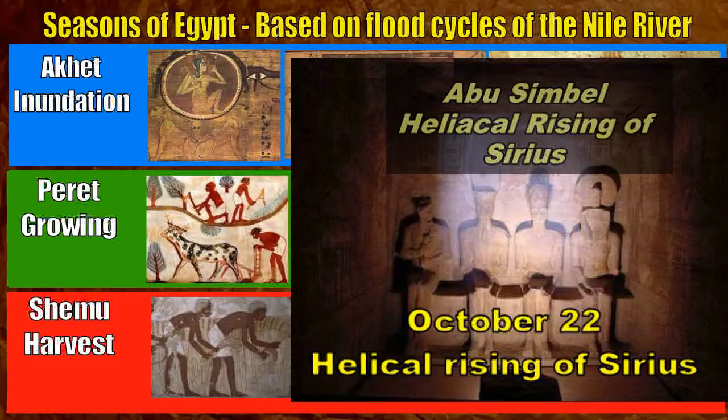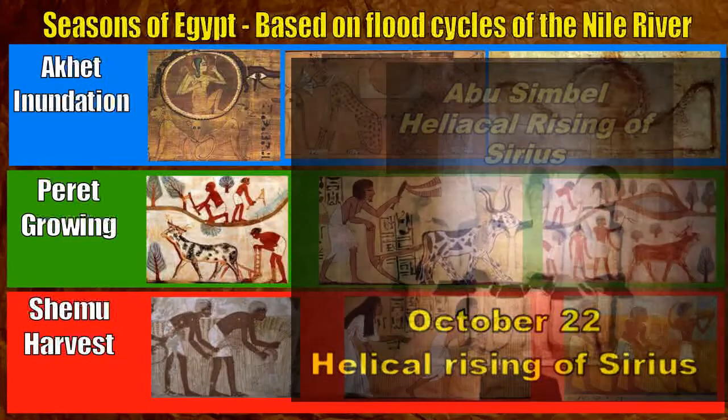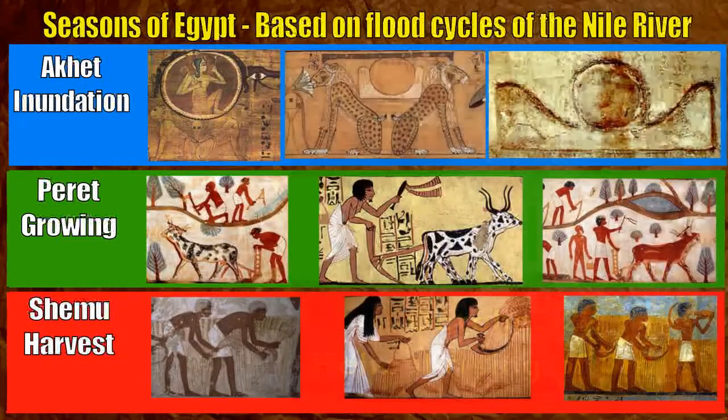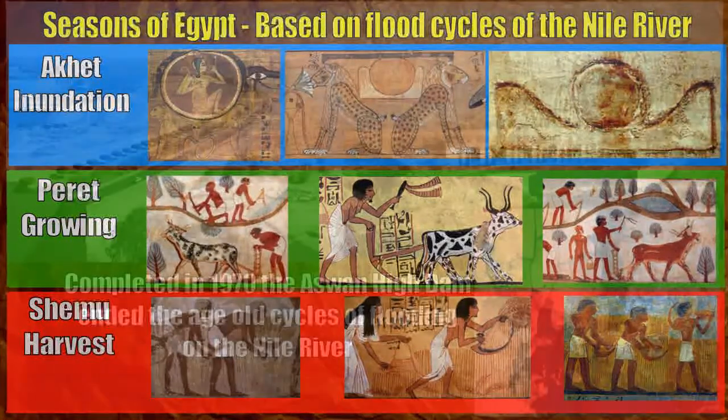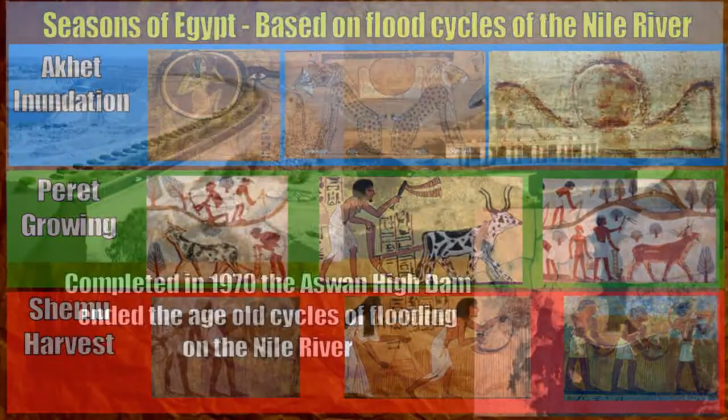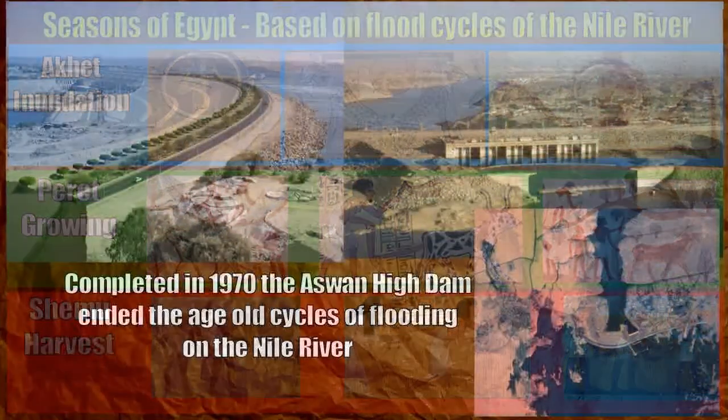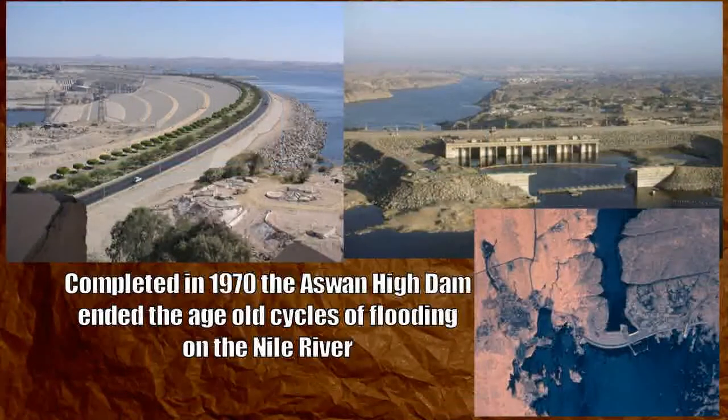We can also see it in places such as Abu Simbel, that astronomical alignments are embedded in these temples. These seasons, Akhet, Peret, and Shemu, had defined Egyptian life since the very beginning. This all changed, of course, in 1970 with the completion of the Aswan High Dam.